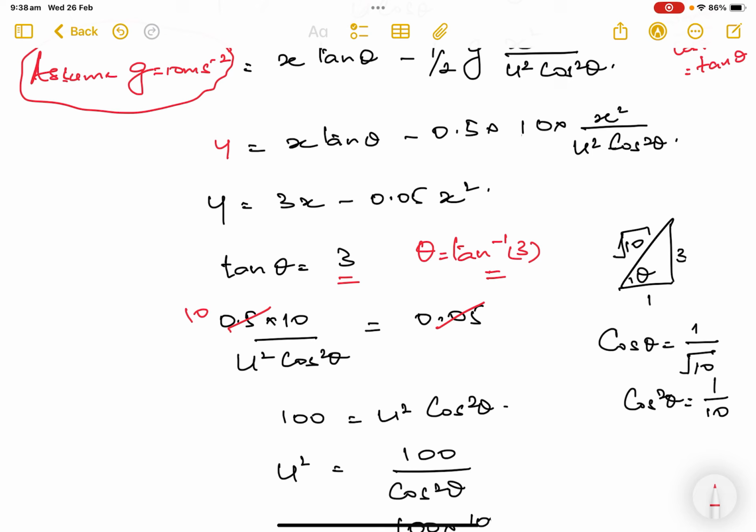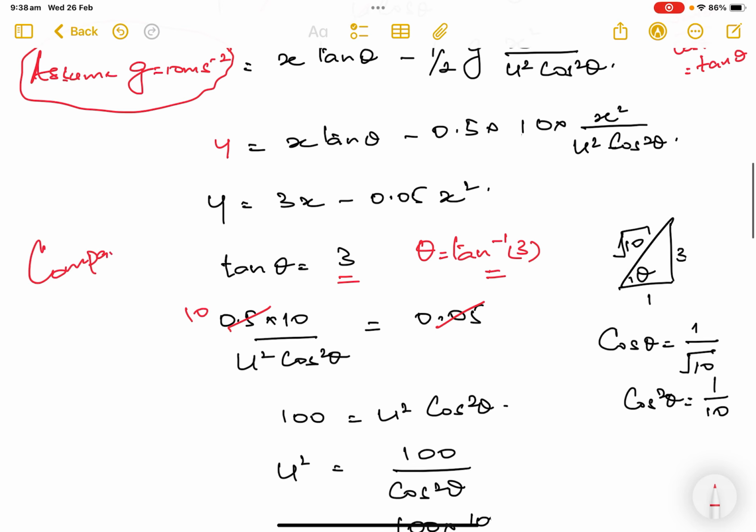So if we compare each side of both equations for y, instead of 3x we have x tan theta. So tan theta equals 3. From that, theta equals tan inverse 3. We have found the value for theta.